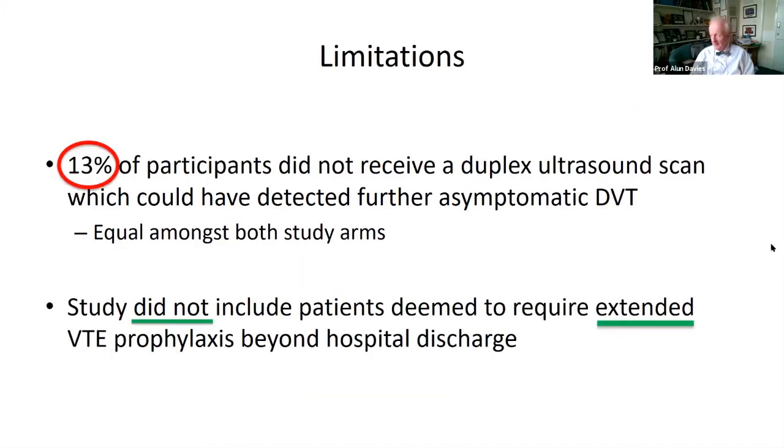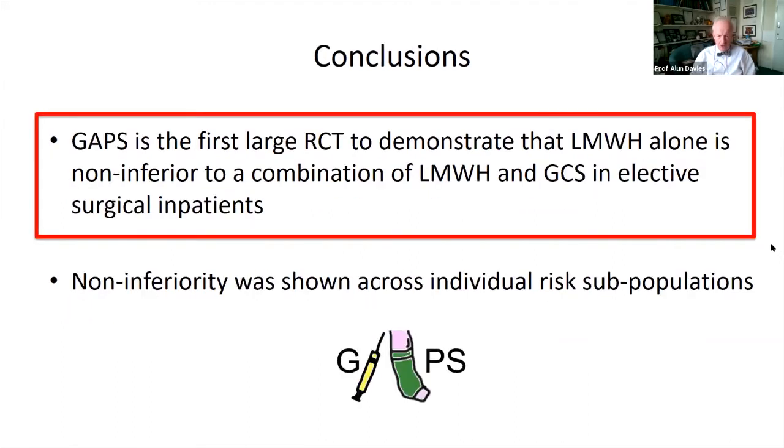Well, it's important that there are some limitations, but as you know, we were using an asymptomatic diagnosis using duplex, and 13% of patients did not get their duplex at the stipulated time, but this was equally distributed across both arms. Also, the study did not include anybody who required extended prophylaxis post-discharge. So the conclusions are very clearly, this is the first large randomized controlled trial to show that there is no adjuvant benefit to graduated compression stockings with low molecular weight heparin, and this is based on a non-inferiority trial.